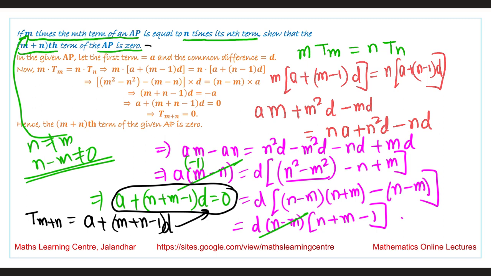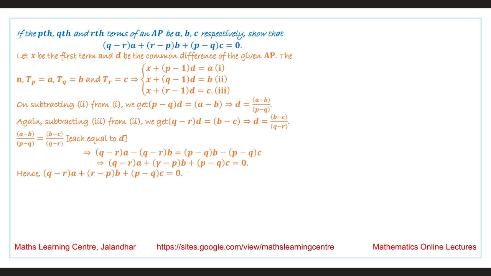So we obtain this answer, that the m plus nth term of this AP is equal to 0. Next, if the pth, qth and rth term of the AP be A, B and C, we have to prove this result. So it is being given that, suppose we say the first term is x, the common difference is d.